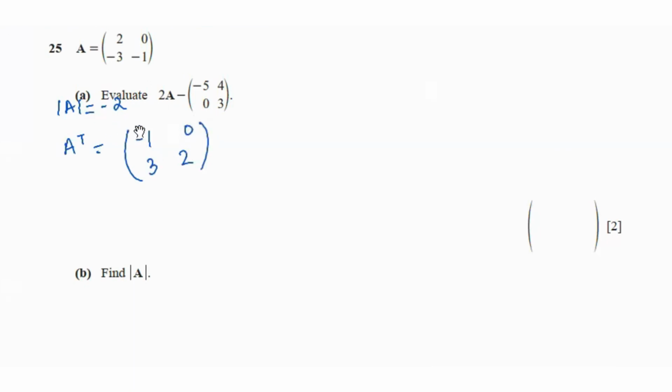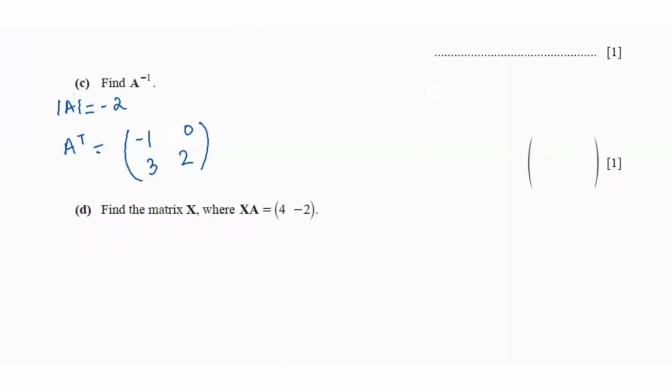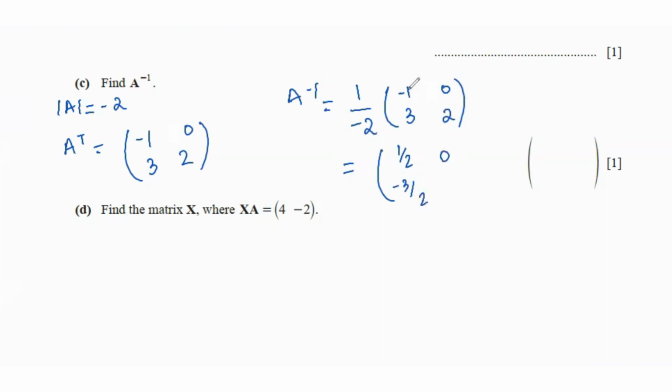What you do is you swap your first and the fourth value, and you change the signs of the second and third value. So now, once you have the transpose, the inverse is going to be 1 over the determinant, which is negative 2, times the transpose. That can be simplified to 1 over 2, negative 3 over 2, 0, and negative 1.